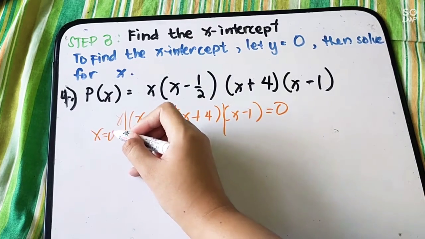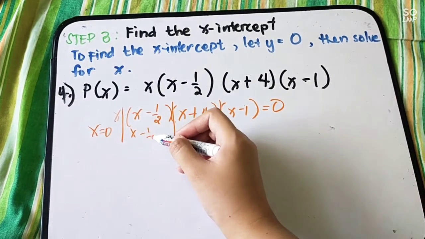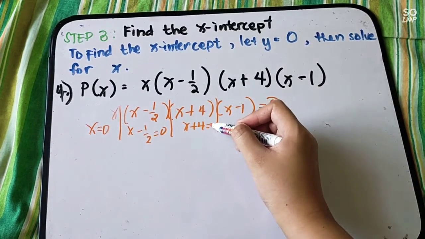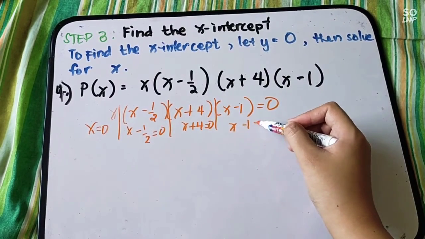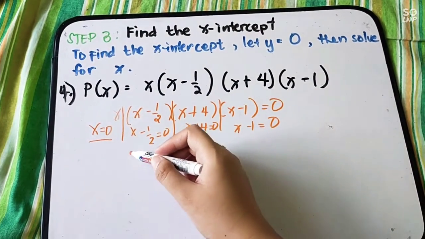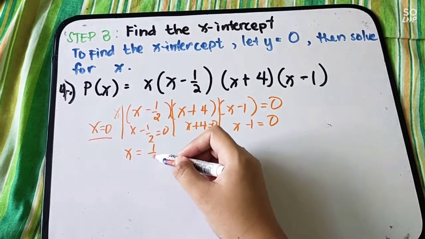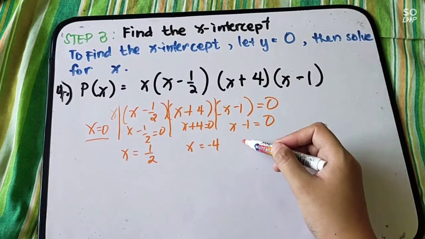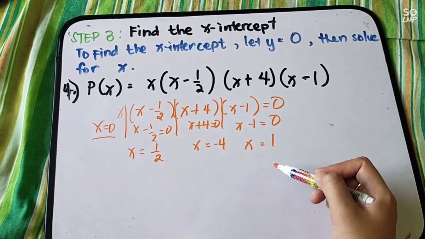So, x equals to 0. X minus 1/2 equals to 0. X plus 4 equals to 0. X minus 1 equals to 0. Then solve for x. Ayan na, meron tayong x dito. X is equals to positive 1/2. This one, x is equals to negative 4. Then this one is x equals to positive 1.